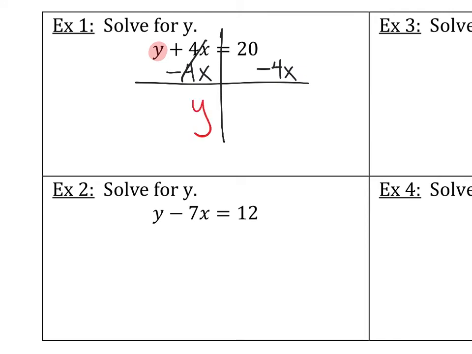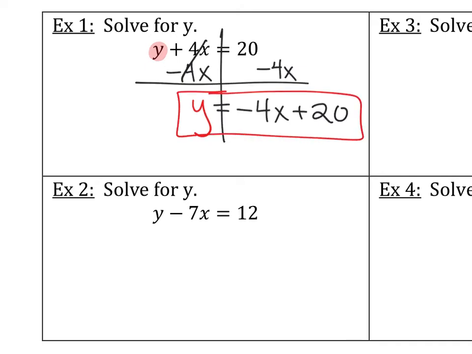Then I have y equal to negative 4x plus 20. Is the y by itself? Yes. Okay, we're done. That's it? Yeah, I asked you to get the y by itself. Didn't we do it? Yeah. Great. And that's y equals mx plus b.